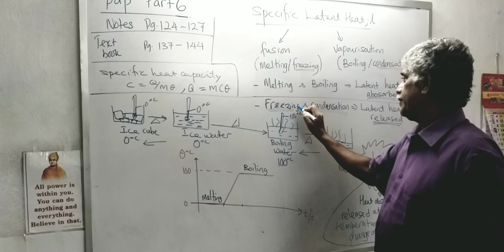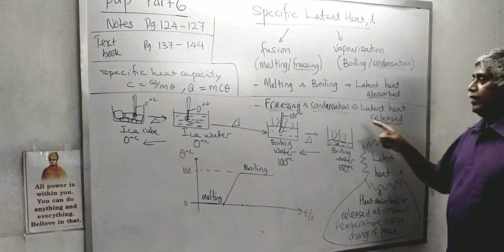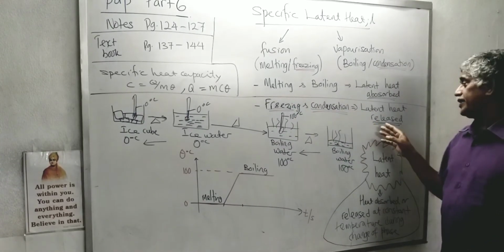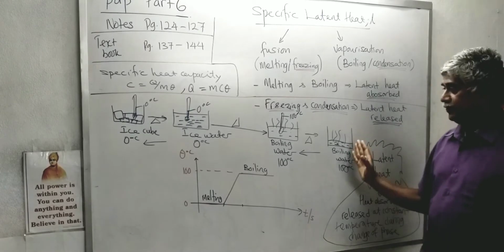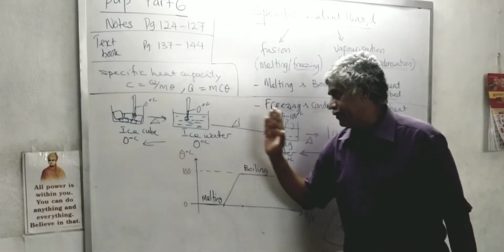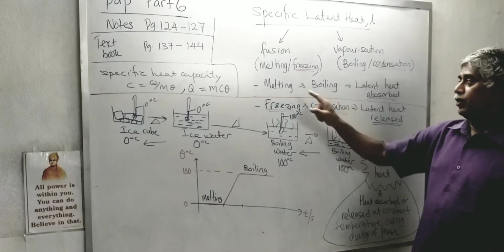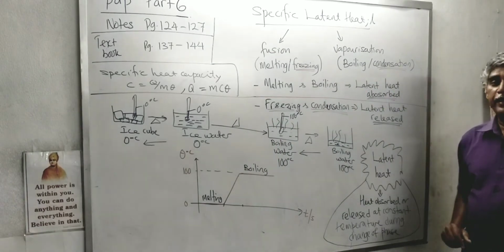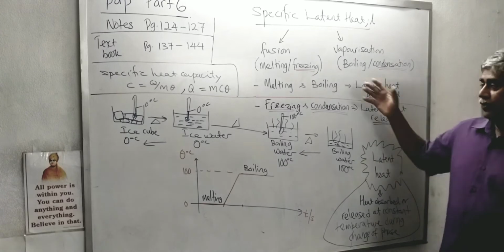So in freezing and condensation, heat is released. Okay, reverse process, heat is released. Solid to liquid, liquid to gas, heat is absorbed. Melting and boiling, latent heat is absorbed. Alright, so these are the things.